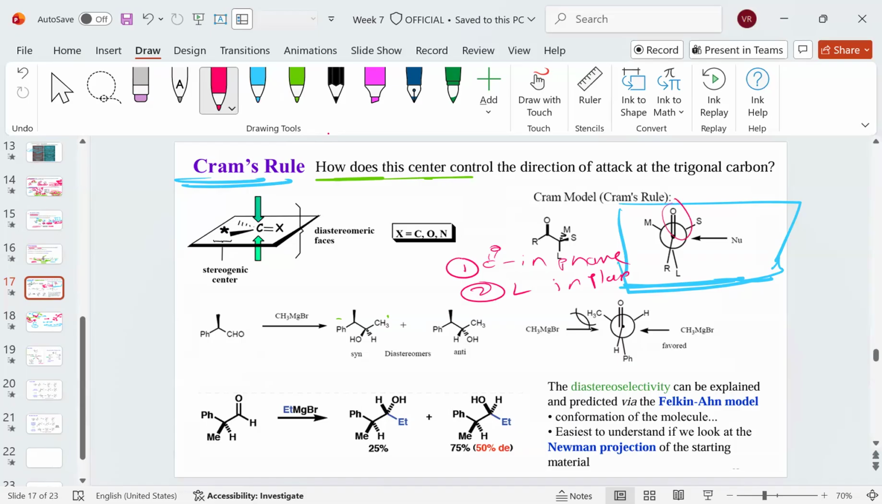Carbonyl is on the top, so you can see this large group which is on the bottom. So basically we have to draw the model in such a way that carbonyl is on the top side, in the plane, and the large group anti. Now, depending upon the stereochemistry given, we have to draw the small and the medium group, and the attack of the nucleophile always takes place from the smaller group side. So I will show this with an example.